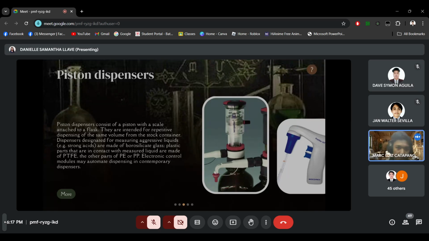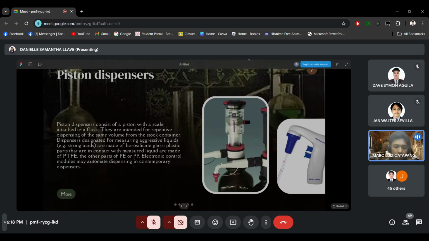And now we have piston dispensers. Piston dispensers consist of a piston with a scale attached to a flask. They are intended for repetitive dispensing of the same volume from a stock container. Dispensers designated for measuring aggressive liquids, for example strong acids, are made of borosilicate glass. Plastic parts that are in contact with the measured liquid are made of PTFE, and other parts of PE and PP. Electronic control modules may automate dispensing in contemporary dispensers. Next, we have a video to further expound this tool.